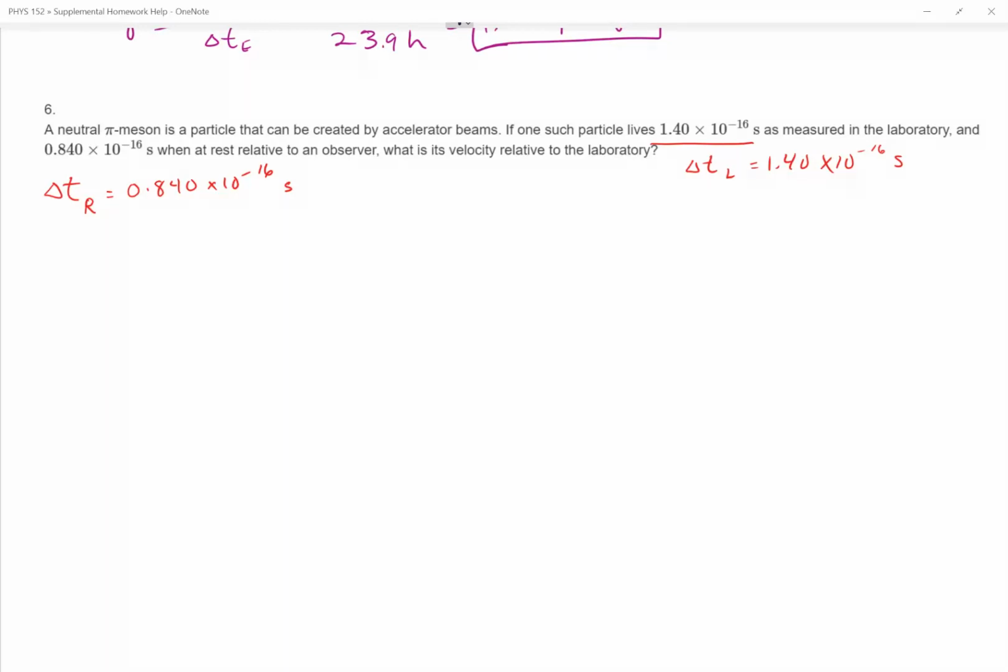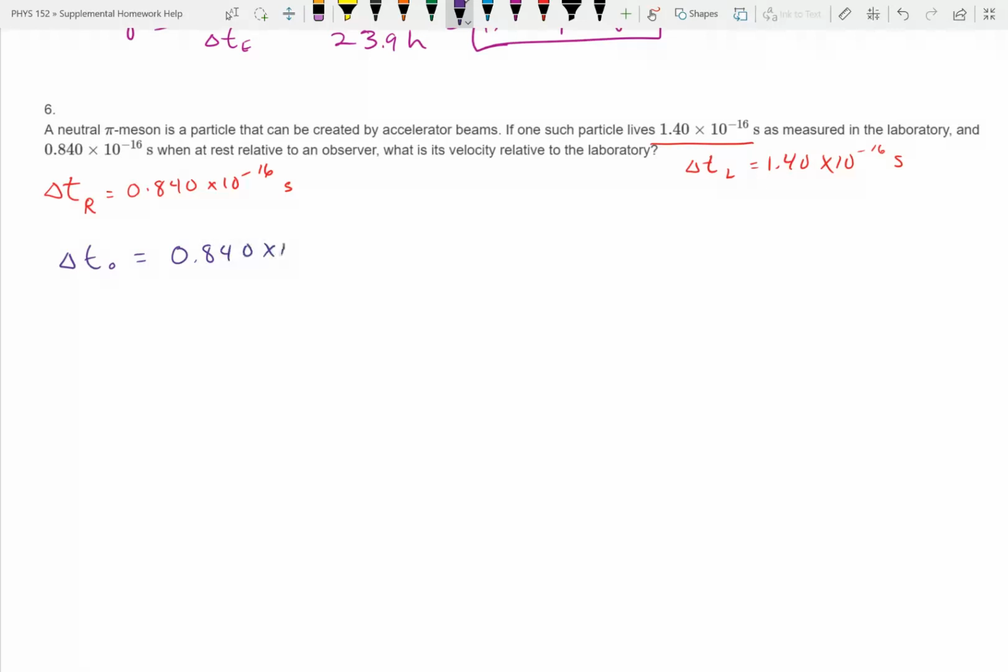And the one at rest would be the proper time. Yeah, not better, but it's the proper time. So the one where it's at rest, remember that was our definition for the proper time, is the time in the reference frame where the object is at rest. So we have delta t0 is equal to 0.840 times 10 to the minus 16 seconds. And then we just use our equation delta t is equal to gamma delta t0. And so we find gamma.